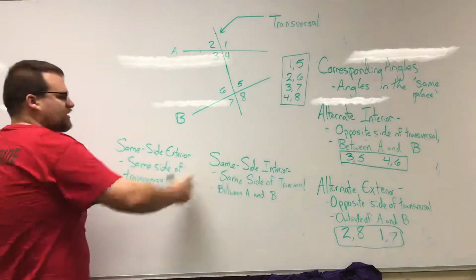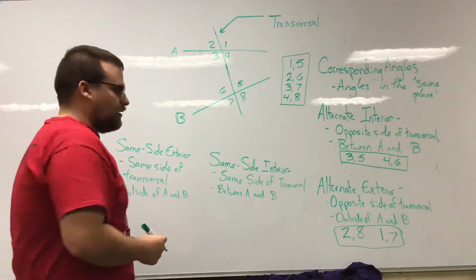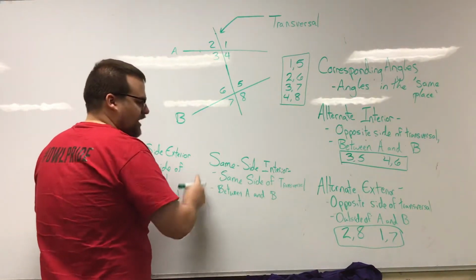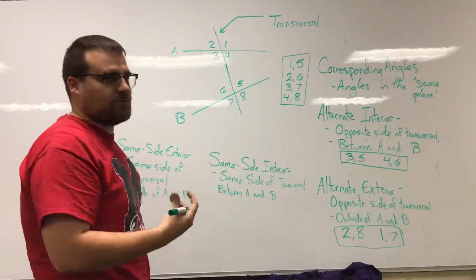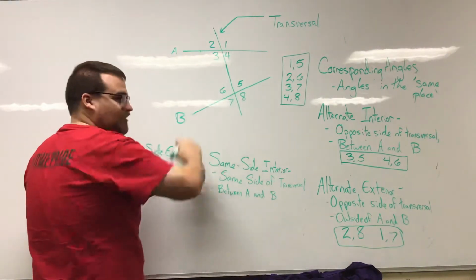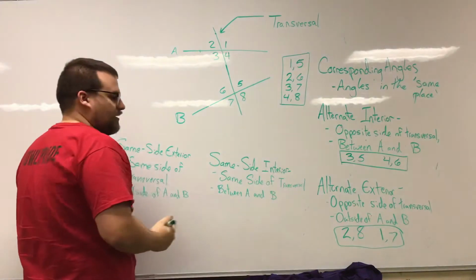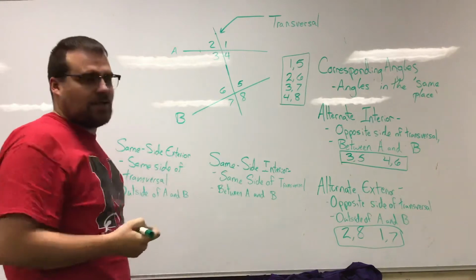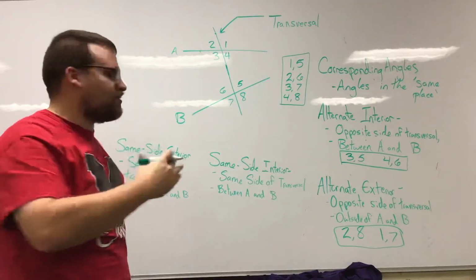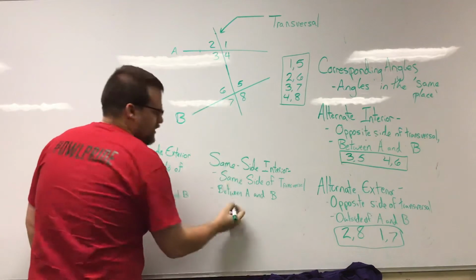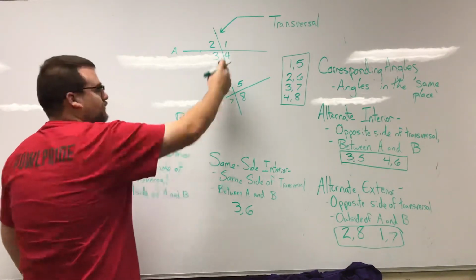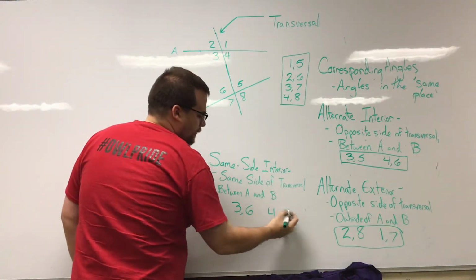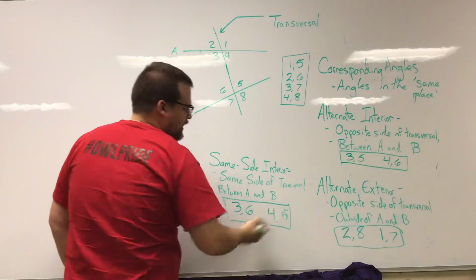Let's look at these last two. Same side interior. Well, instead of alternate being on opposite sides of the transversal, I bet you can guess, same side means on the same side of the transversal. So both of our angles are going to be on the left side, or maybe both of our angles are going to be on the right side. And since it says interior, it's between or inside these lines. So what 2 angles are on the same side in between here? 3 and 6. And what 2 angles are on the inside over here? 4 and 5. So those are our pairs of same side interior.